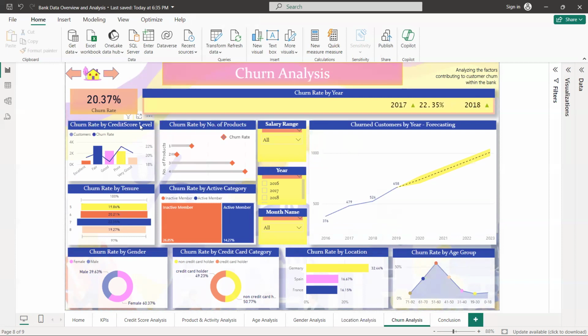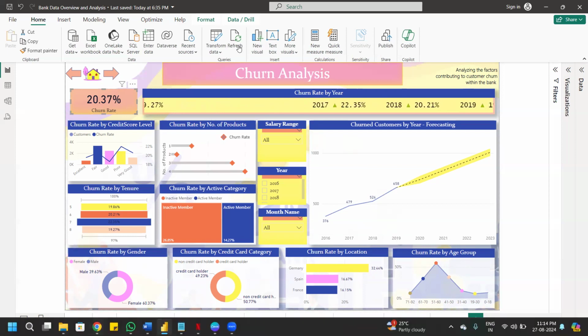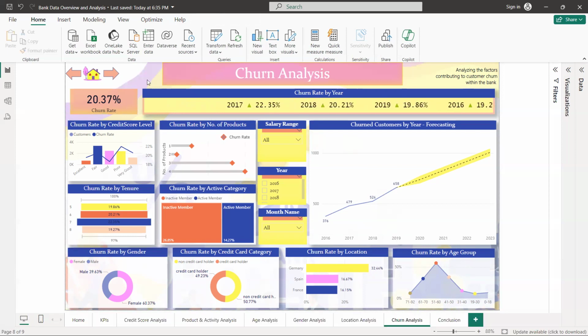It is an important analysis. Here we are analyzing all the customer data we have to examine the impact of that data on the bank's churn status. In the top left corner, we can see a card visual, which shows the churn rate is 20.37%. Next, we have a scroller over here showing how much churn rate happened for each year. And next is a line and clustered column chart that shows the churn rate alongside the number of customers across various credit score levels.